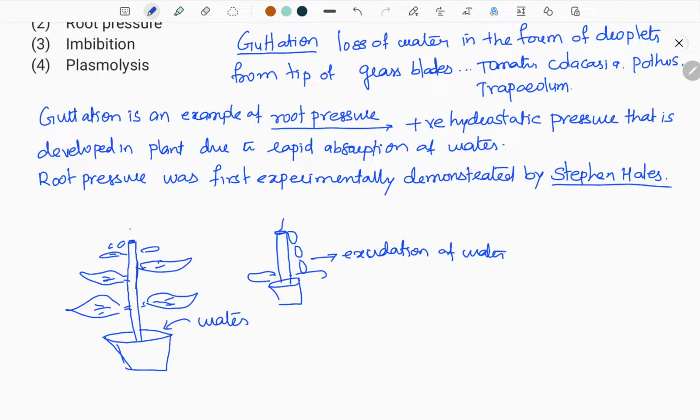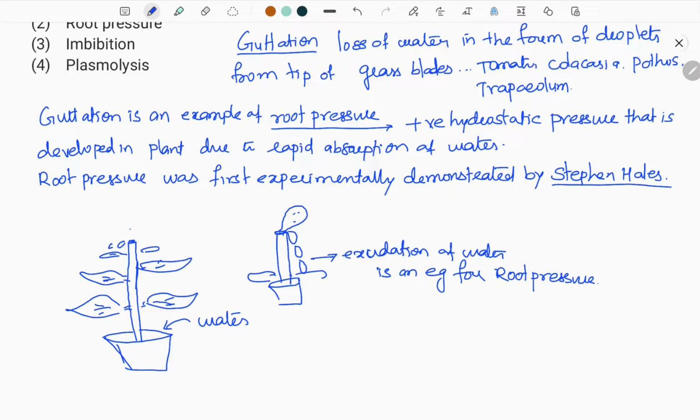If you keep a balloon here, then the balloon is filled with that water also. If you keep a piston also here, the piston will show how much pressure is exerted by this root pressure, by the guttated water. So this exudation of water is an example of root pressure. So that much pressure is there inside the plant that is causing the exudation or oozing of water drop by drop from the cut tip of the stem.